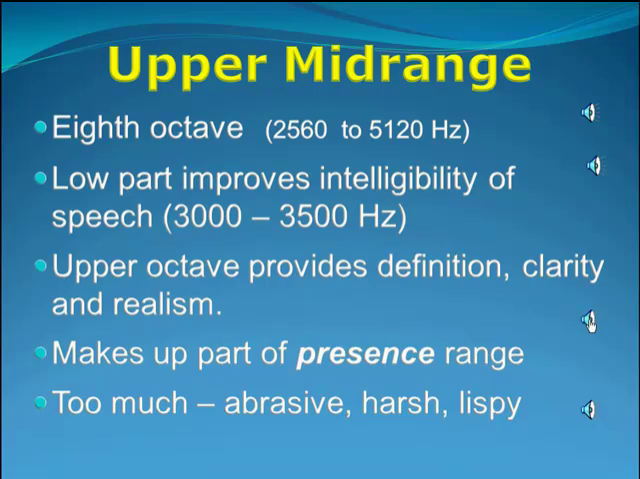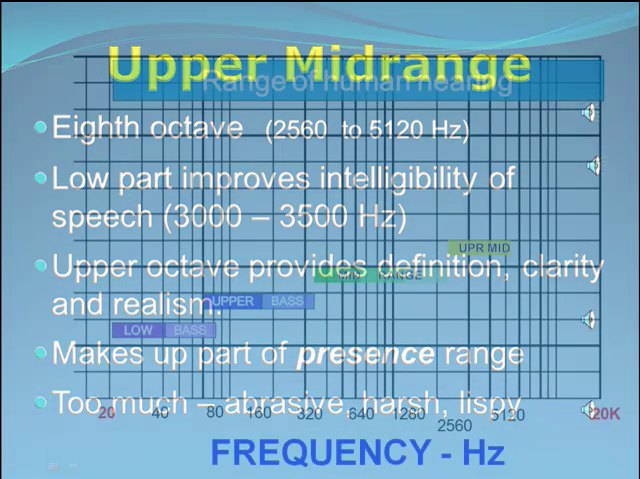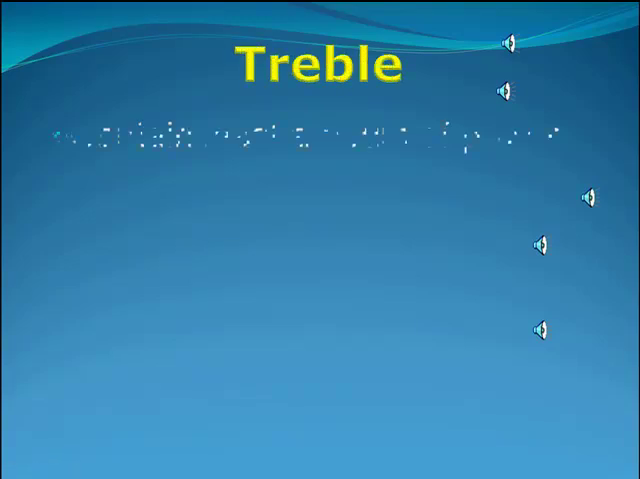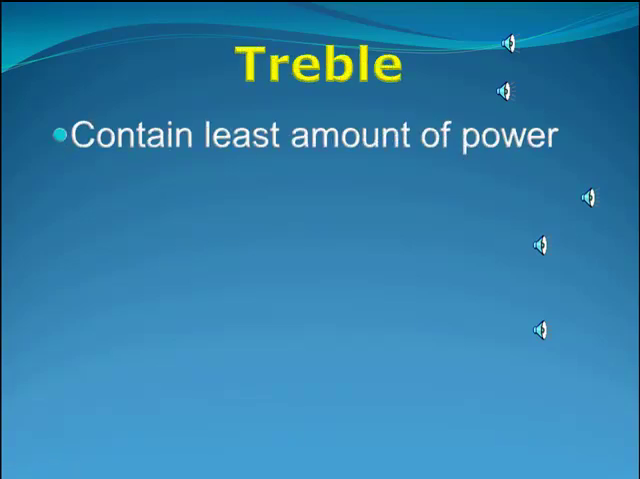Here's our original sound. And the same performance with too much mid-range. Finally, our last band of frequencies is comprised of the 9th and 10th octaves, or the treble frequencies. These contain the least amount of power, but they do give us brilliance and sparkle.